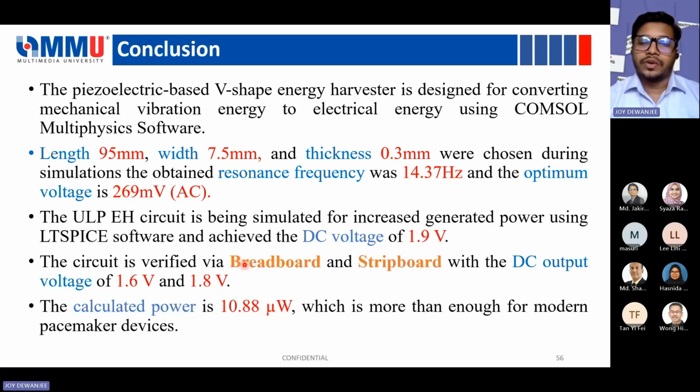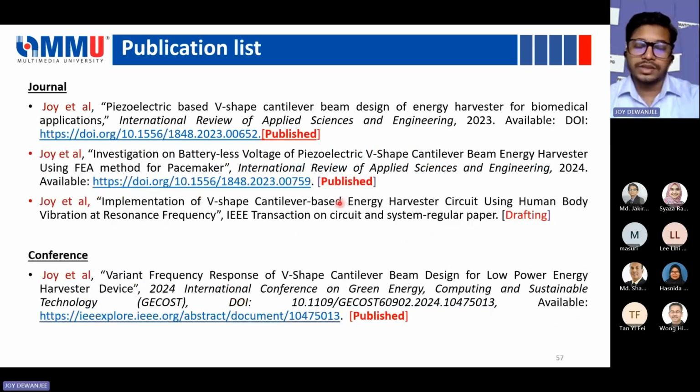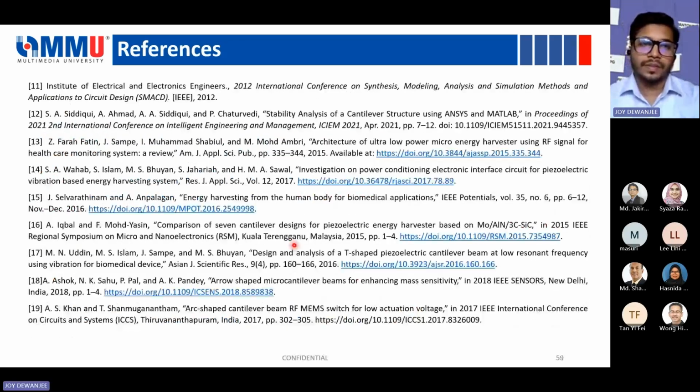Finally, we did the breadboard and stripboard, where in breadboard we found 1.6 volt, and in stripboard we found 1.8 volt. Finally, we calculated the power, and the power is 10.88 microwatt, which is more than enough for modern pacemaker devices. In my master's thesis, I have done this publication, and this third paper is also ready for submission, along with one conference paper. That is my references.